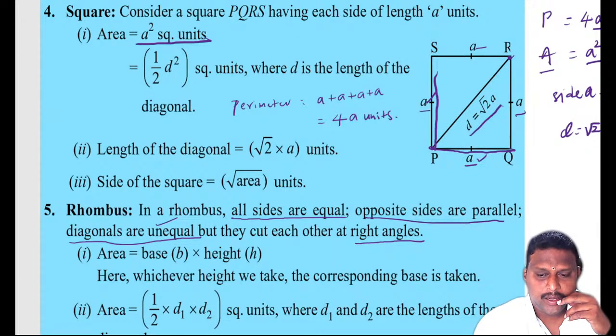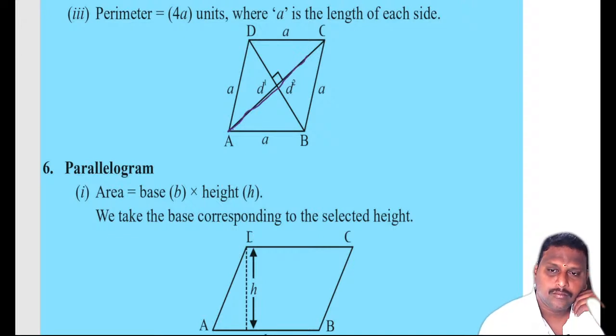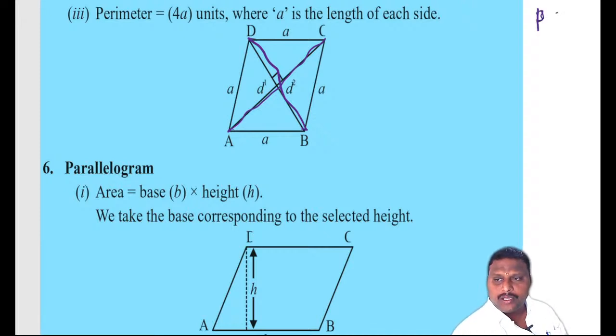Then the area of the rhombus is equal to half d1 d2. What are d1 and d2? d1 and d2 are the diagonals. This is one diagonal, A to C, and B to D is the other diagonal. If they are d1 and d2, area is half d1 d2. Perimeter P is equal to 4 into side. All sides are equal, right? So the sum of all sides is equal to 4A.